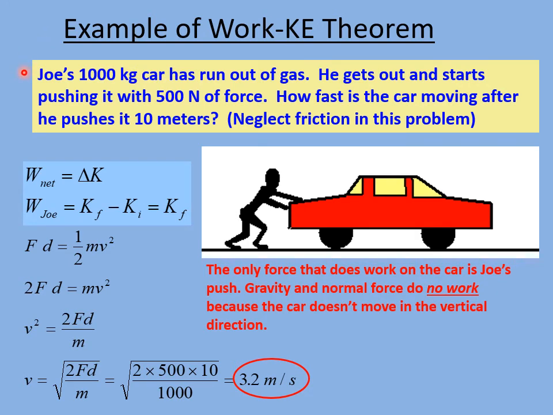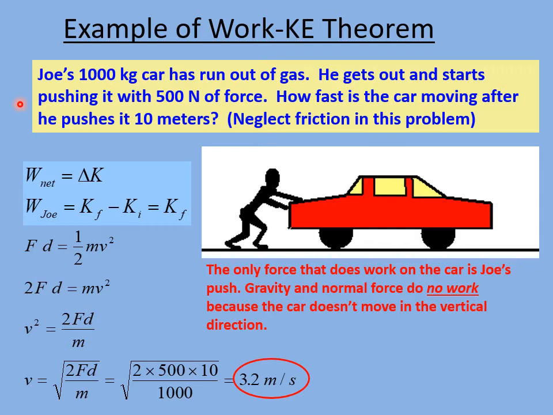In this first one, we've got Joe's 1,000 kilogram car has run out of gas. He gets out and starts pushing it with 500 newtons of force. How fast is the car moving after he pushes it 10 meters? And we will neglect friction in this problem. This is one of those problems that could be solved in several different ways. We could certainly use Newton's second law, determining the acceleration of the car, and then working with kinematics equations and so forth to find the final speed of the car.